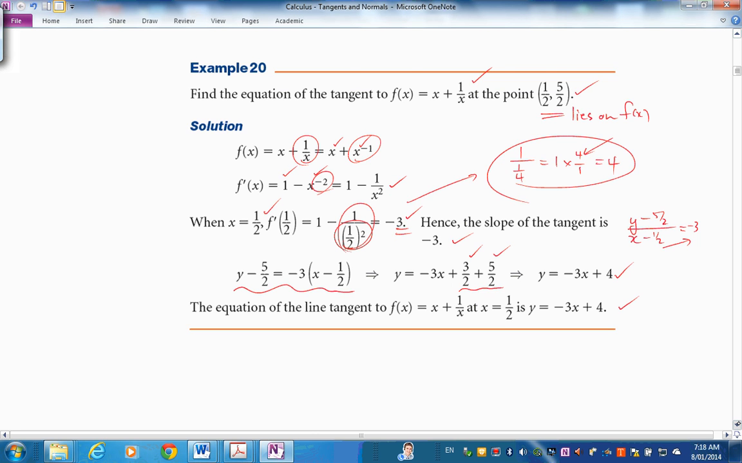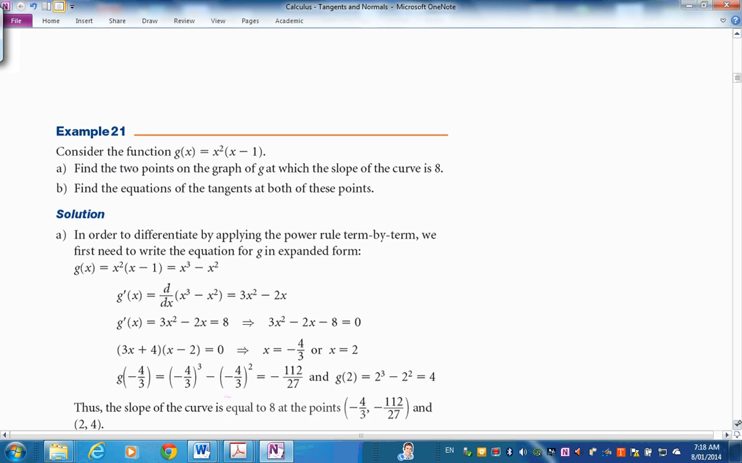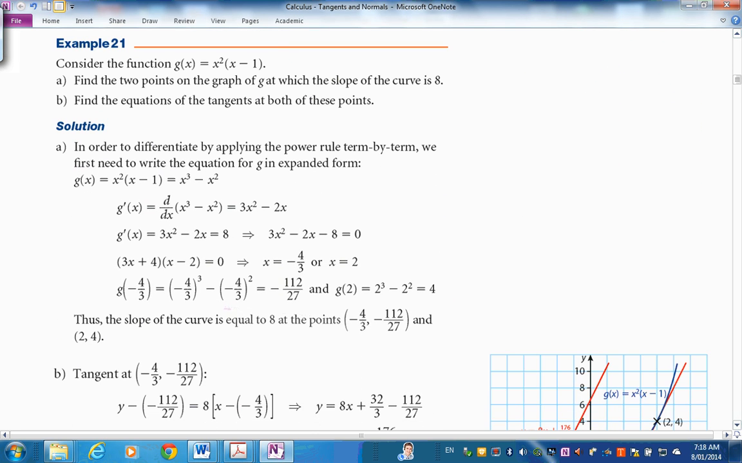Let's have a look at another example here from Pearson's. Example 21. Here's a function, x squared times x take 1. Find the 2 points on the graph of g at which the slope is 8. Oh, this is going backwards. We know the slope now. Okay, so the slope in this work, we're going to use the derivative, aren't we? So we know the value of the derivative. See that? Working backwards there.